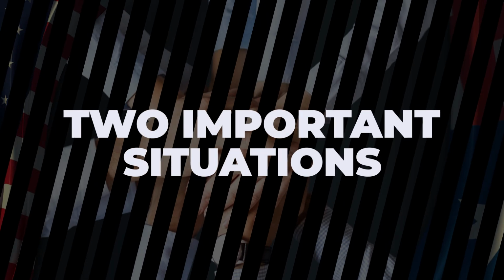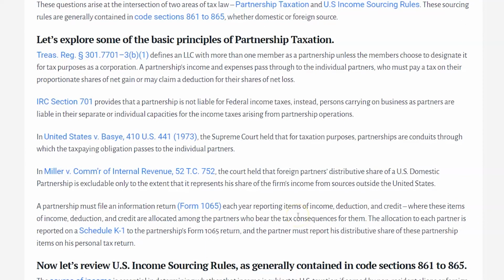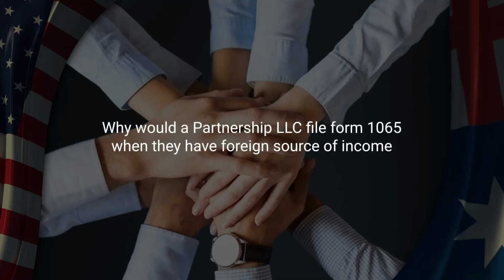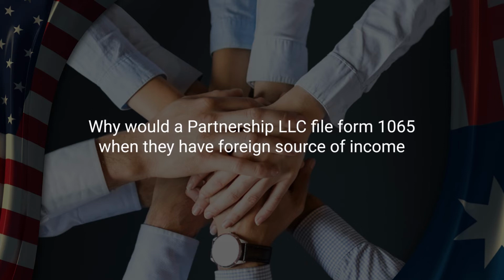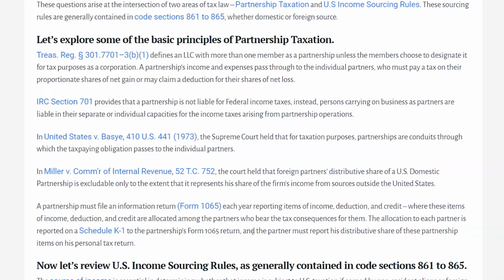Now, I'm also going to address two issues. One may ask me, so Alex, you said that this partnership has foreign source income, so why should they even file Form 1065? It's pretty simple. Your partnership is a domestic entity. It is required to file Form 1065, which is an information return, to tell the IRS what it's doing.